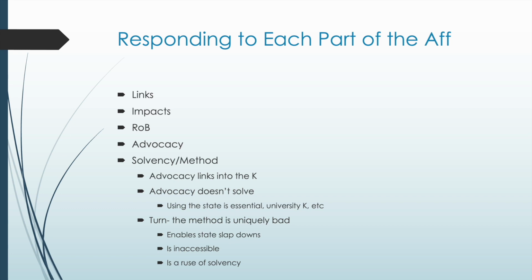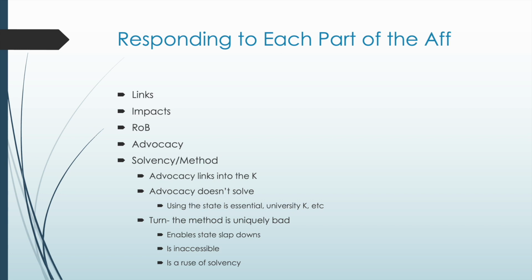You can also make the argument that the advocacy doesn't solve. So you can make arguments like using the state as essential, or university K arguments like reading the aff in an academic space dooms it to failure, stuff like that. And you can also garner offense, like making turn arguments against the solvency/method section by saying the method is uniquely bad. Like, does it enable state slapdowns, where it makes a movement visible to the state, which means it's easier for them to destroy it?